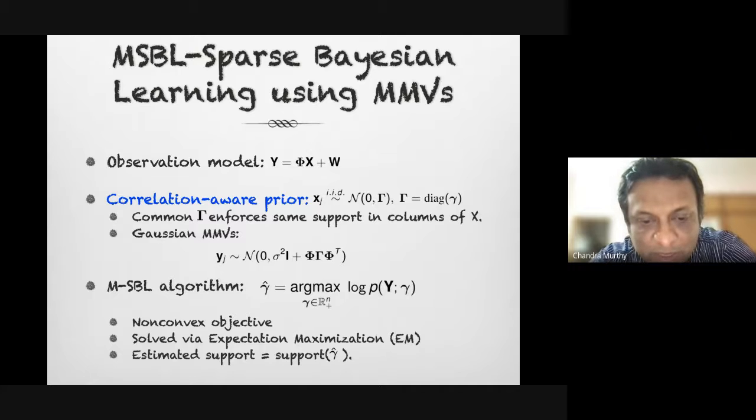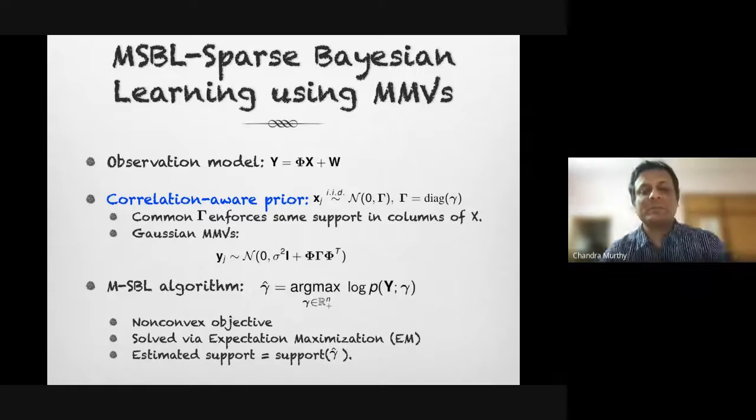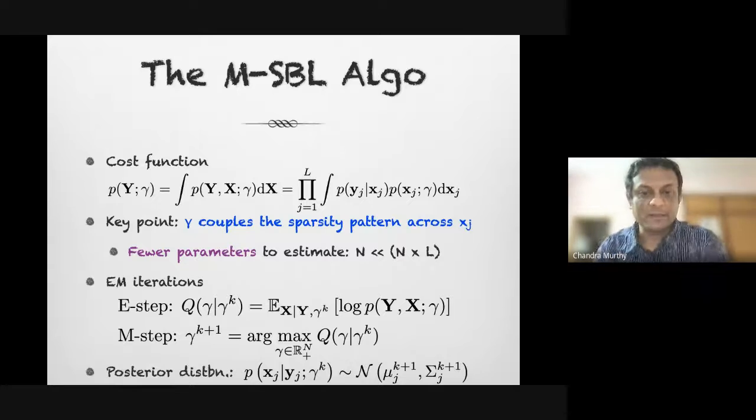And finally, once you get the estimate of gamma, you can output the estimated support to be the support of this gamma hat. That tells you which entries of this matrix capital X are actually non-zero. And so you can go through the steps of developing the MSBL algorithm. It has the same E step and M step that I discussed earlier. The notations are a little heavier because you're dealing with matrices here, whereas we were dealing with vectors earlier. But notice that the formulas actually look very similar to what we saw before.